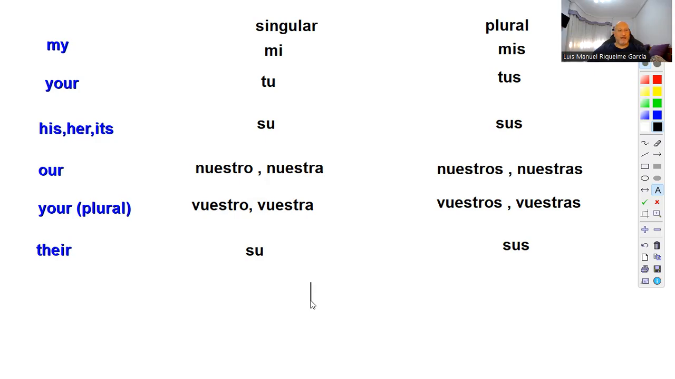Vale. Shall we practice a little bit? Okay. I'll give you a few expressions and I'll give you some time to think about it, and then I'll give you the answer. For example, if you want to say his dog, a man who has a dog. Okay. Dog, the word for dog is perro. It's singular. So because it's singular, we would say su perro, his dog.